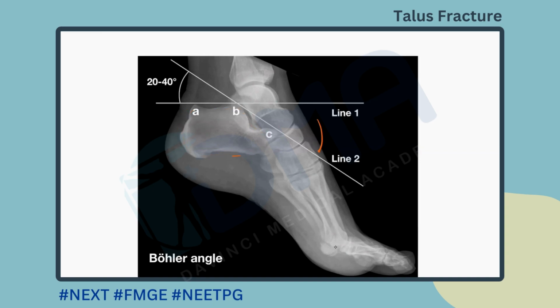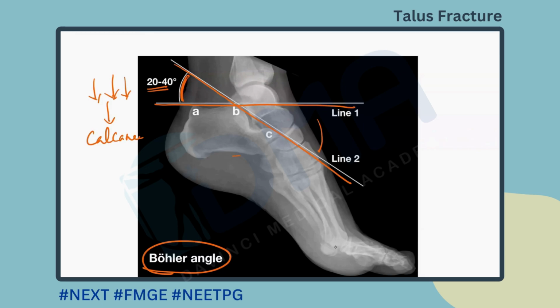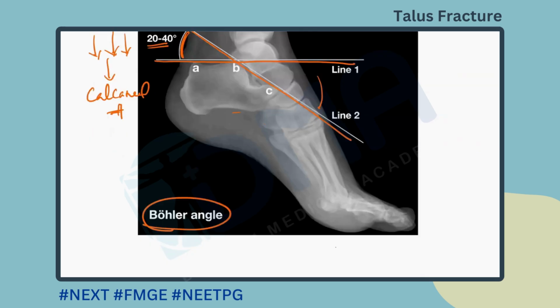Now, how many lines are you drawing? You are going to draw two lines. One line along the superior surface on the posterior side, another one along the superior surface on the anterior side, and these two form an angle here. What is this angle called? This is called Bowler's angle. This is 20 to 40 degrees. If this angle decreases, it indicates calcaneal fracture. So what is called Gissane's angle?